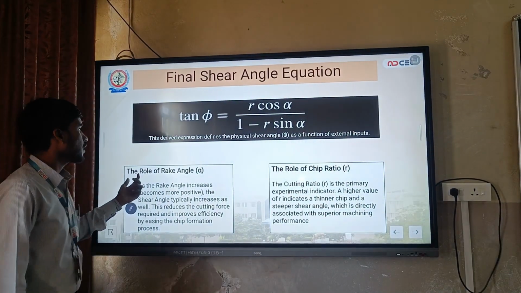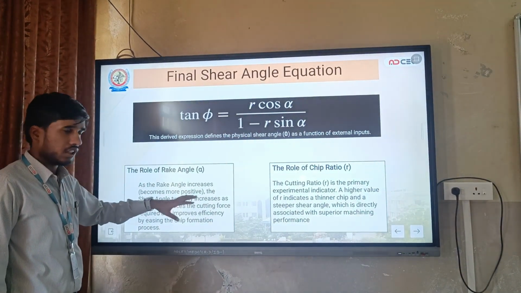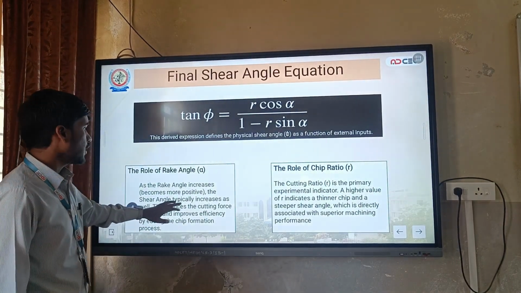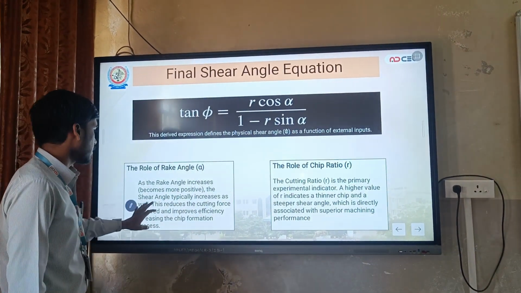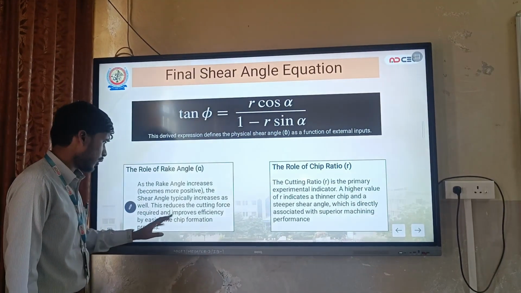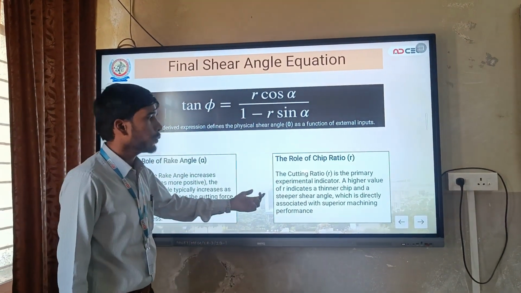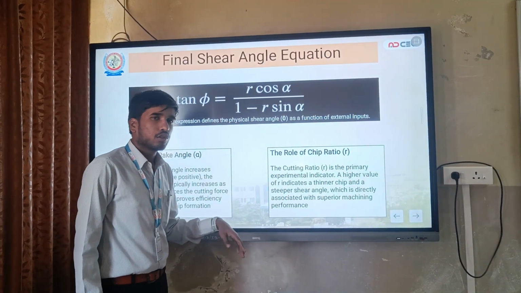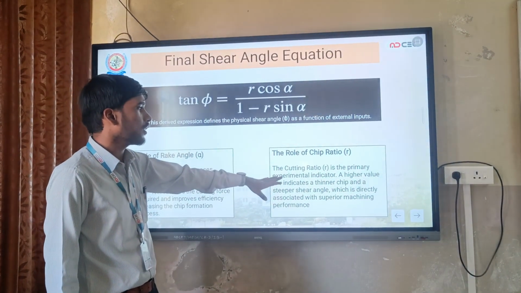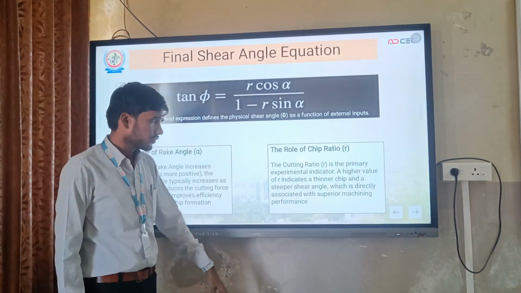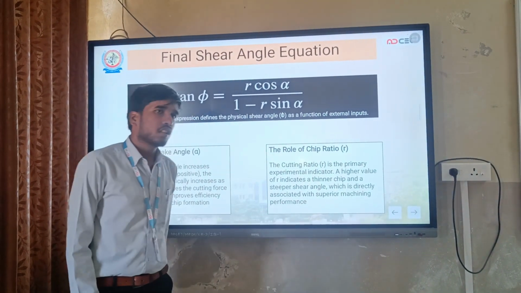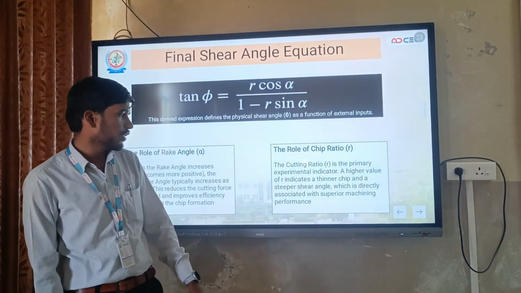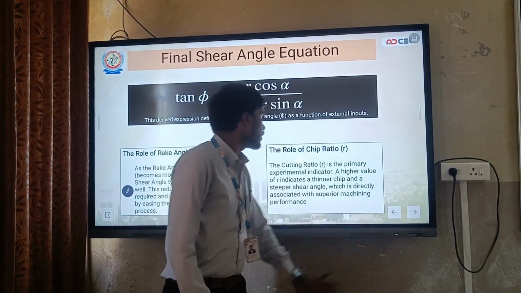Now the role of rake angle in the shear plane derivation. As the rake angle increases, or becomes more positive, the shear angle typically increases as well. That reduces the cutting force required and improves the efficiency. And the role of chip ratio, which is t1 by t2, the chip thickness before cut and chip thickness after cut. That ratio we call the chip thickness ratio. The chip thickness ratio is primarily an experimental indicator, and a higher value indicates a thinner chip and a steeper shear angle, which is directly associated with superior machining performance.